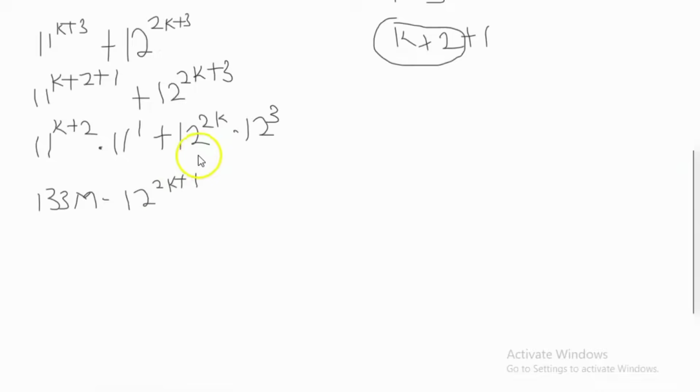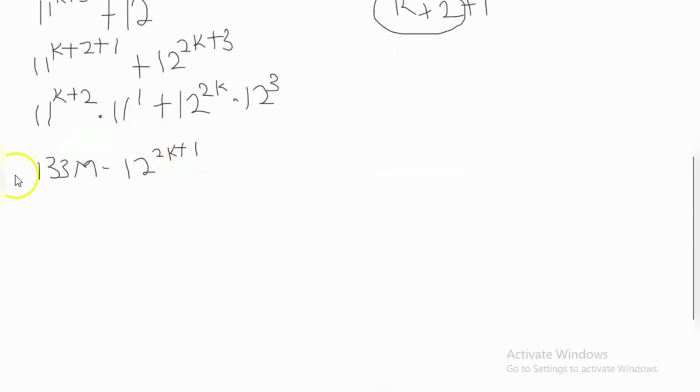Alright, so now that we have that sorted out, we multiply everything by 11 to the power of 1. 11 to the power of 1 is 11, so we can just write that. Then we have plus 12 to the power of 2k multiplied by 12 to the power of 3.